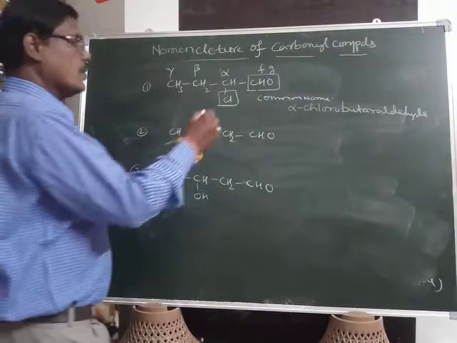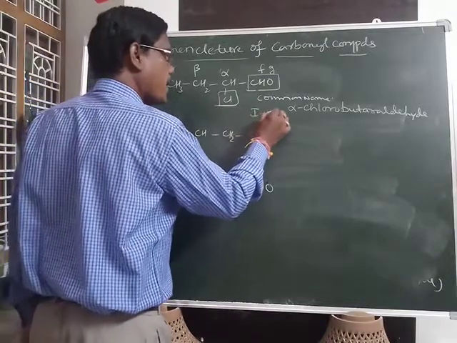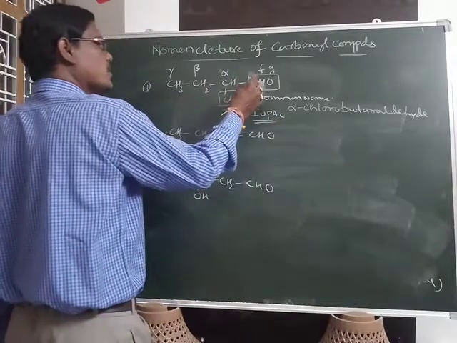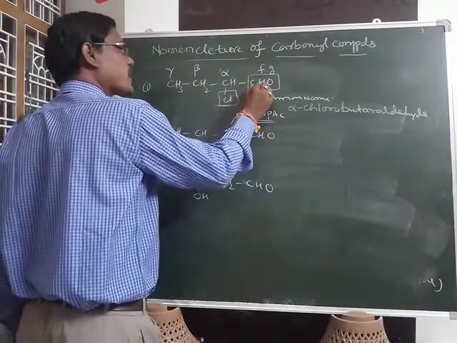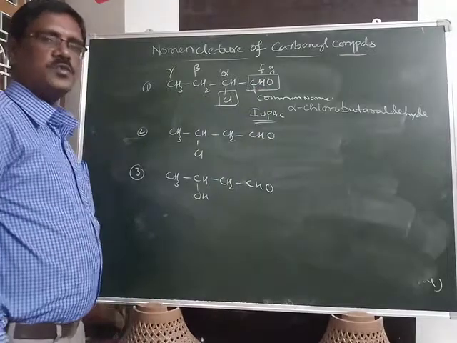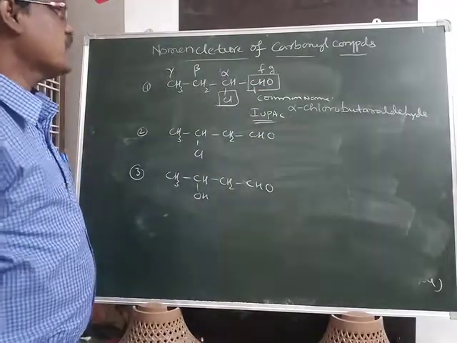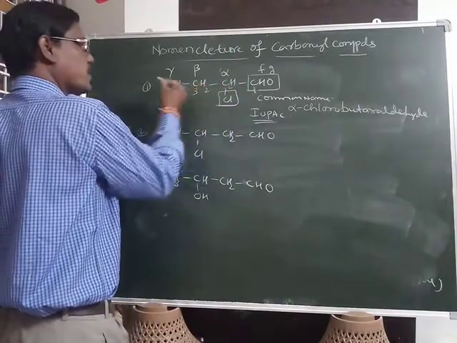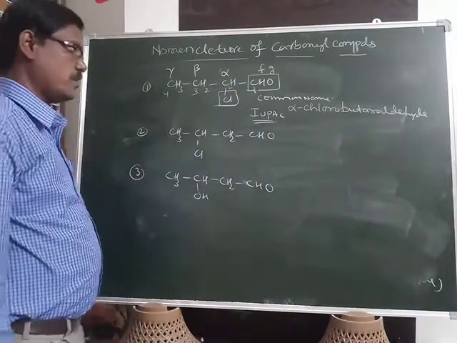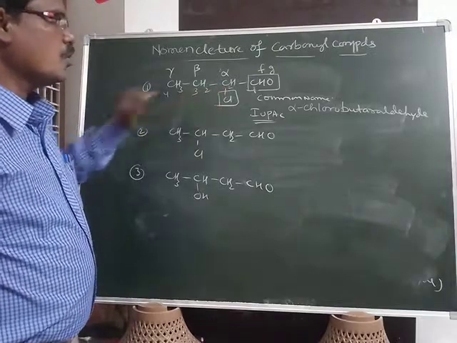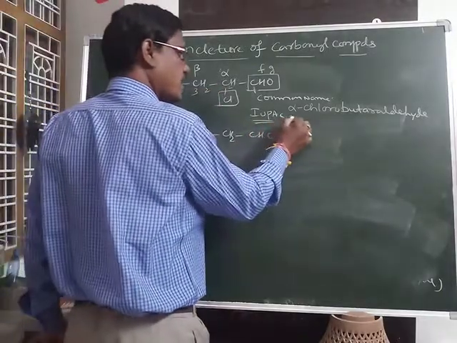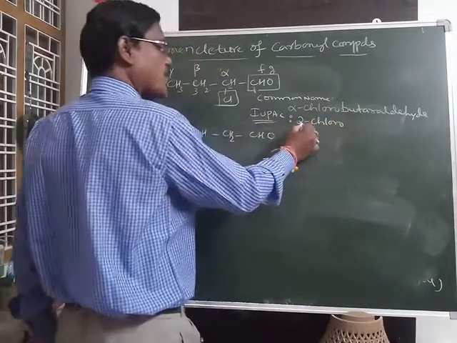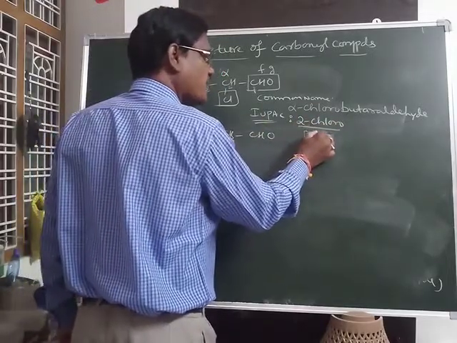Now the IUPAC name of this one only. In IUPAC name, the functional group carbon is indicated as first carbon. Then this one is the second carbon, this one is the third carbon, this one is the fourth carbon. At second position a chloro group is present. That's why it is called 2-chloro. Up to this point, this part is called the prefix part.